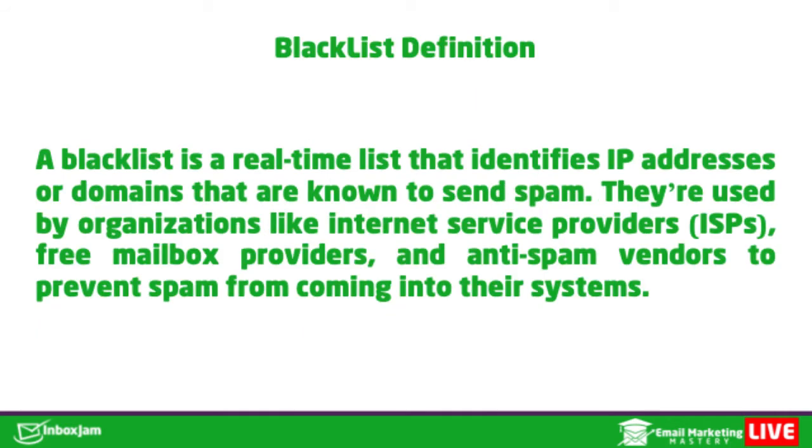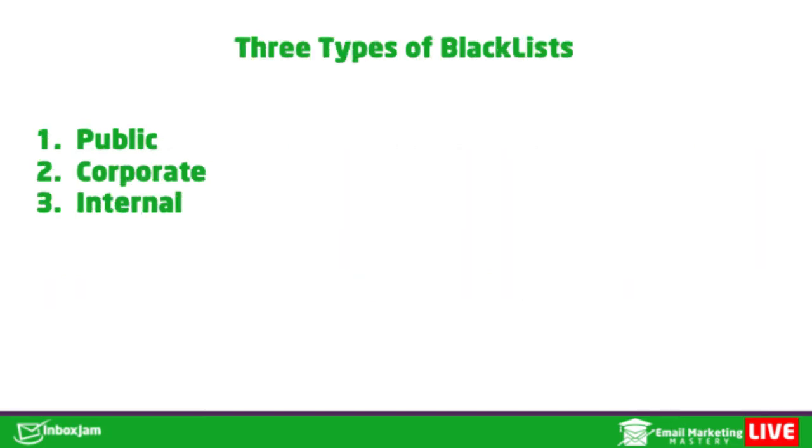Let's first look at the definition of a blacklist. A blacklist is a real-time list that identifies IP addresses or domains that are known to send spam. They're used by organizations like internet service providers, free mailbox providers, and anti-spam vendors to prevent spam from coming into their systems. There are three types of blacklists: public ones, corporate ones, and internal ones. We'll discuss each one of these in a little bit more detail.